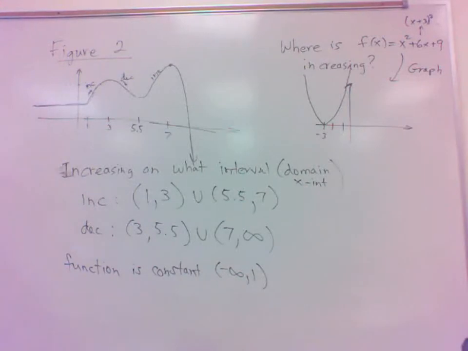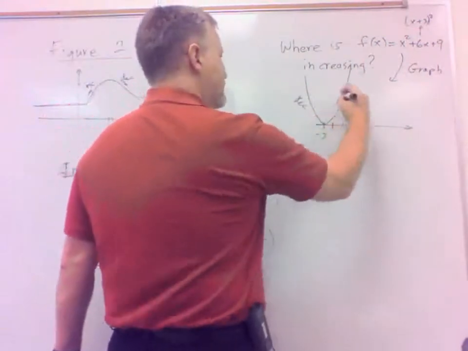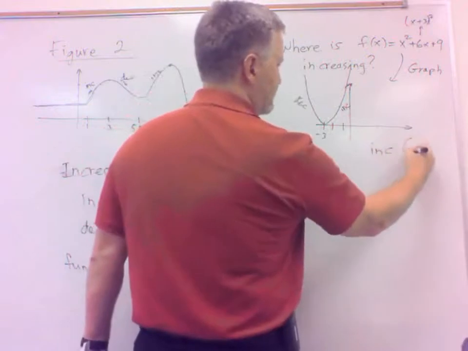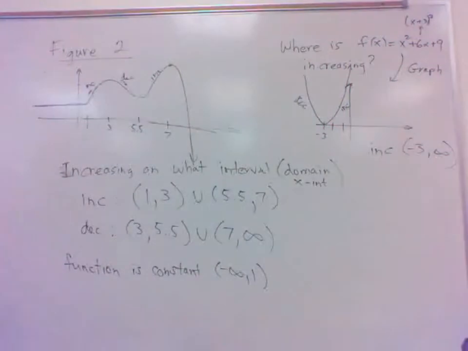So anyway, where's this one increasing? Where would you say it's increasing? Negative 3 to infinity, yeah. It's decreasing till you get to negative 3, and then it turns around at negative 3 and starts increasing. So it's increasing negative 3 to infinity. All right, so if it asks one like that, just go with the graph.